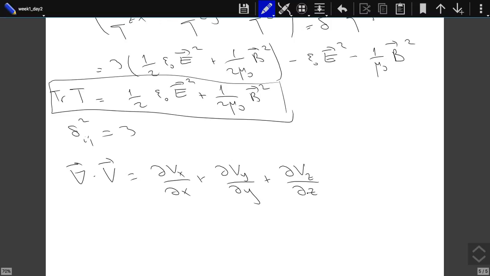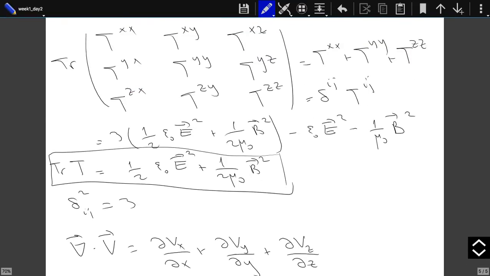Hocam şimdi burada hani enerji density'den yararlandık ya. No, I didn't use the energy density. As a result of my derivation, I just ended up having an expression that contains the energy density.